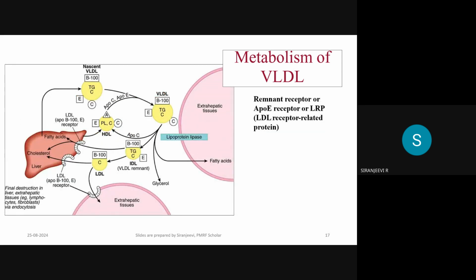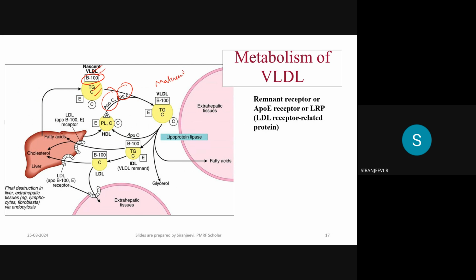This is the overall way the chylomicron transfers, how it forms the nascent form, and then the mature form. In the same way, from the liver, it can take up the triacylglycerol as well as cholesterol. It has the marker B100. This is called nascent VLDL. From the nascent VLDL, it can take up ApoC and then ApoE from the HDL. Then it forms the mature VLDL.